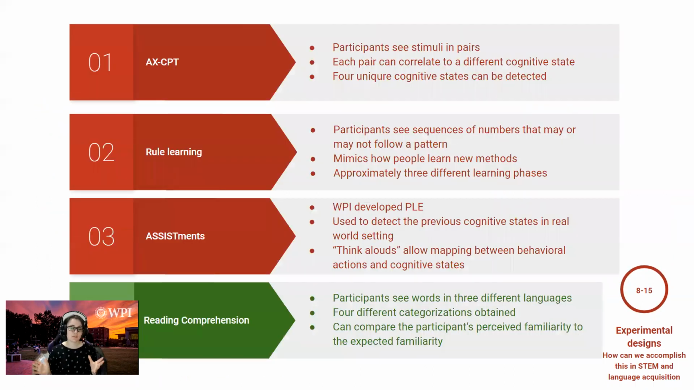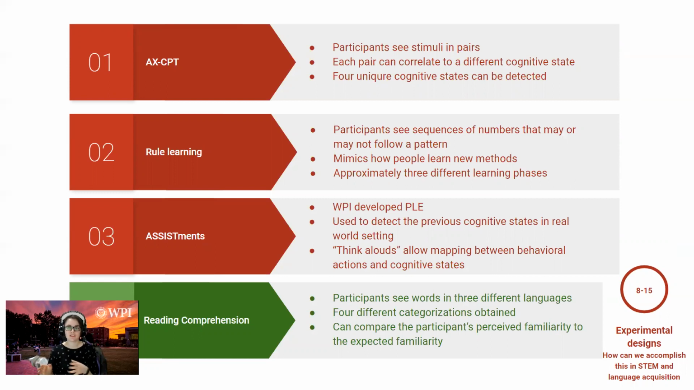And then just to sum up what we've gone through in these validation tasks, because it has been a lot, AXCPT is a task that allows participants to see stimuli in pairs. Each pair can correlate to a different cognitive state. So we have confirmed reasoning behind what the participant's brain is doing based on how they respond to these states. And there are 4 different cognitive states that we can detect primarily.